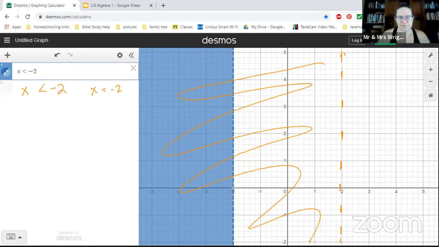Details matter. Negatives are very important and easy to mess up. But you see, it's just a vertical dashed line that's shaded on this side.